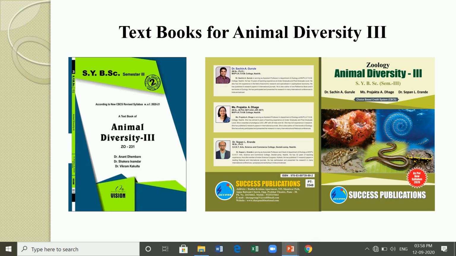But besides reference books, textbooks are also available. You can use the available textbooks in the market. I will suggest you go with the Success Publication and the Vision Publication, because both these publications' books have been written by the faculties of our college only. So you can use this textbook also, that is Animal Diversity Third, from either Success Publication or Vision Publication.